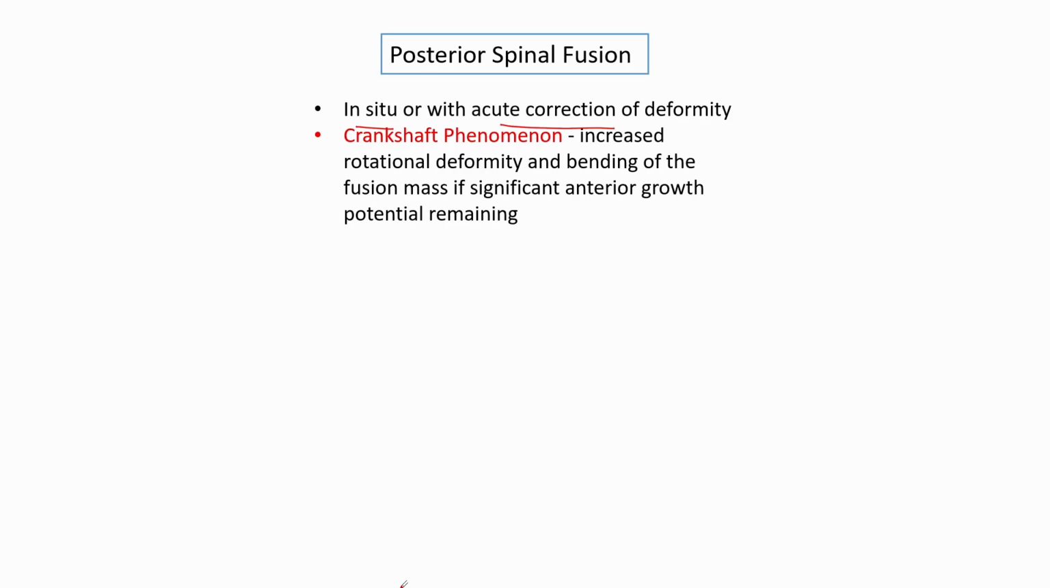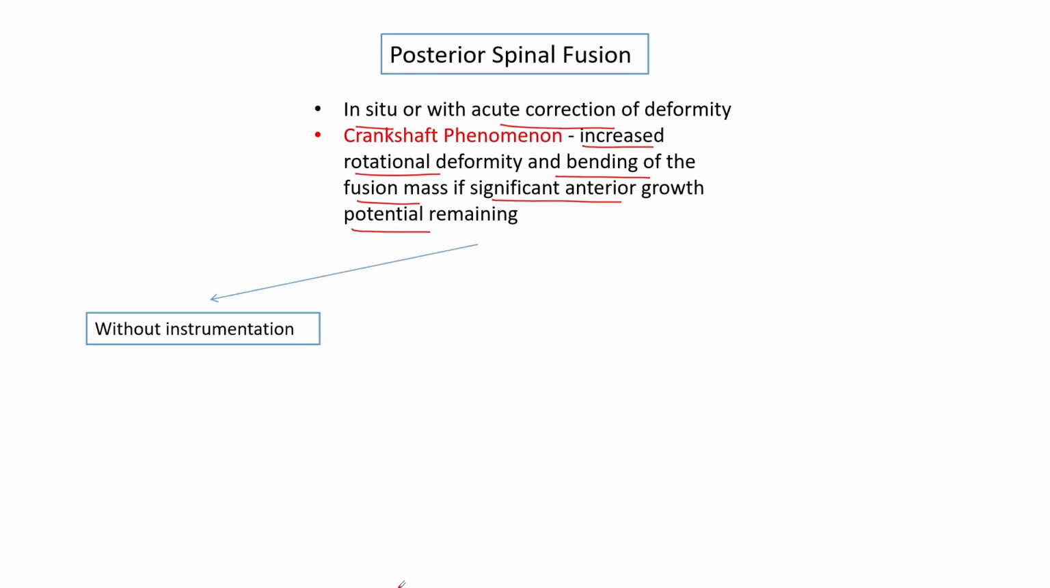Coming to posterior spinal fusion. This can be done in situ or with acute correction of deformity. We must know about crankshaft phenomenon. So, what is this? If posterior fusion is done in a patient with a significant anterior growth potential, the growth of the anterior part will cause an increased rotational deformity and bending of the fusion mass, which may worsen the deformity in case of a posterior spinal fusion.